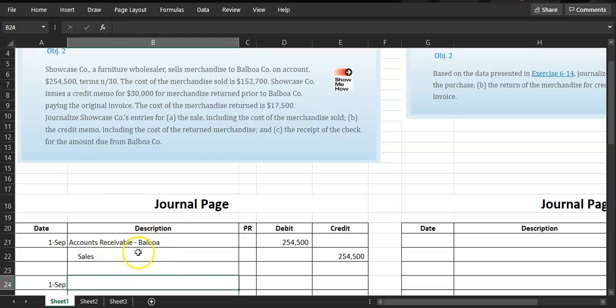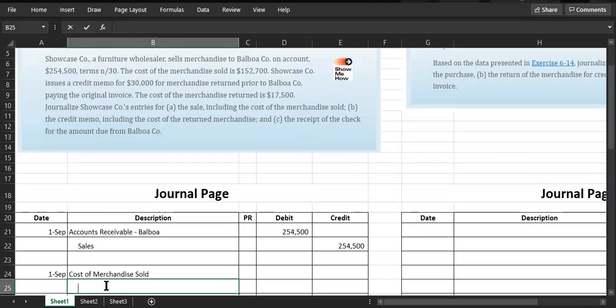So back to here. Since we are under the perpetual system, as soon as we have this sales amount, the next thing we need to do is update our inventory. We're going to move this out of our merchandise inventory and put it into cost of merchandise sold. Okay, merchandise inventory. And they told us it cost us $152.7.